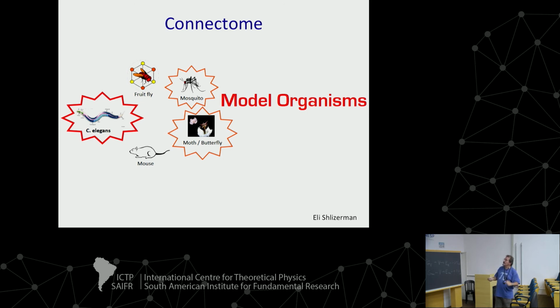But the animals that are being investigated at the moment are the C. elegans, Caenorhabditis elegans, something like that, which is a worm, the fruit fly, the mosquito, the butterfly, the mouse, the macaque. So these are the candidate animals. So I took these slides from Eli Schliesselman, who gave a talk or course at the school that I organized, just because I didn't have time to transfer them.